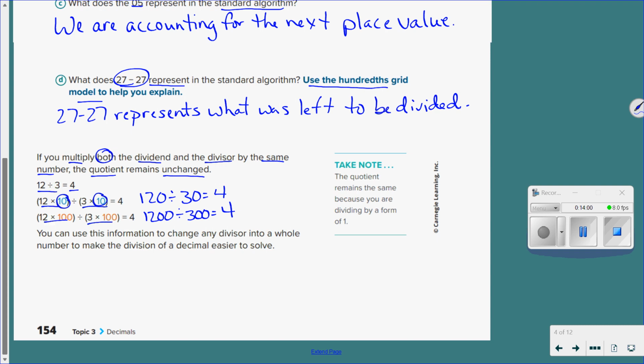In this case, we're specifically using powers of 10 because we use a base 10 counting system. Our decimal system is built on tens. For every 10, I move my decimal place once. That make sense, Jasper? Does that make sense? Okay. So you can use this information to change any divisor into a whole number to make the division of a decimal easier to solve. So we've talked about how we didn't divide by fractions, right? It just doesn't make sense to divide by fractions. We get that same concept as we look at decimals. We can't really divide by decimals. It doesn't make sense.